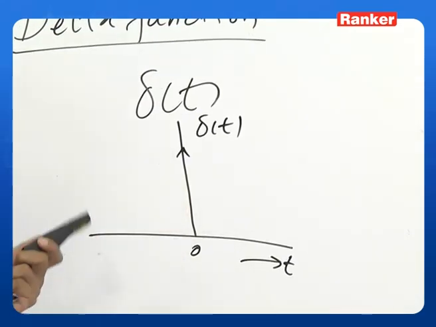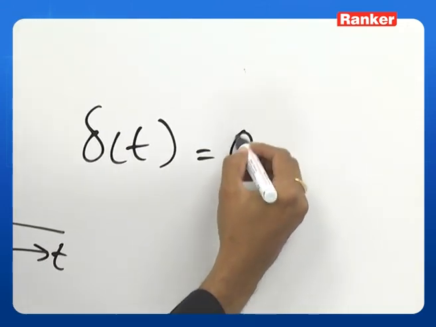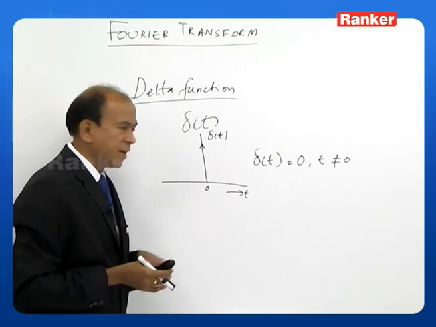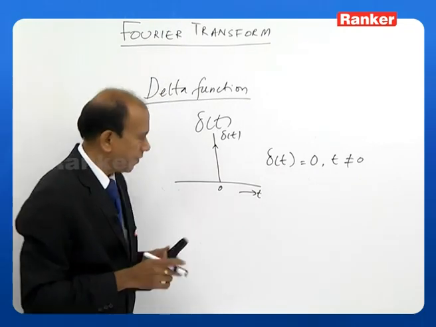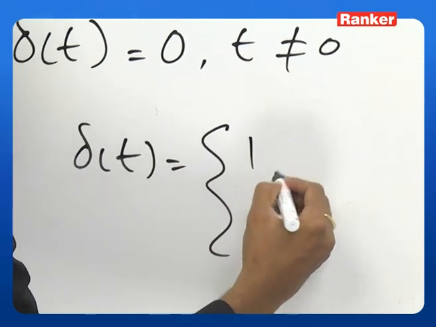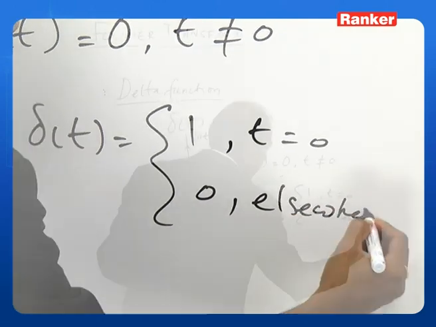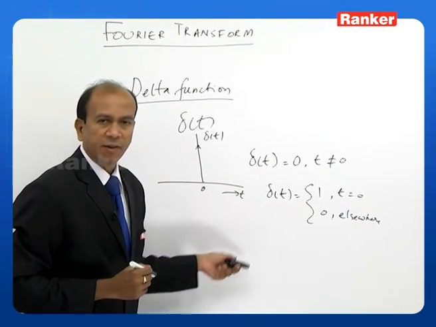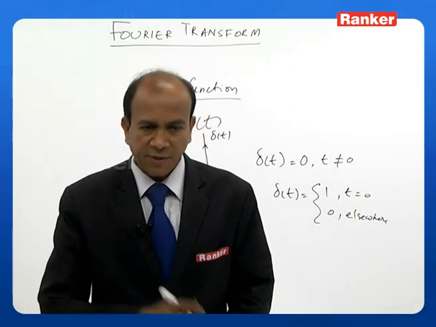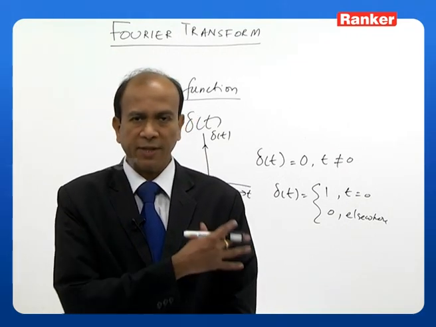So how can I write the equation for this? The equation can be written as delta of t is 0 when t is not equal to 0. Otherwise, we can also write it like this: delta of t will have a value, let us say unit delta function, at t equal to 0 and 0 elsewhere. So this is a delta function for us. As we see here, it is defined as having 0 amplitude everywhere except at t equal to 0, as shown on the board.